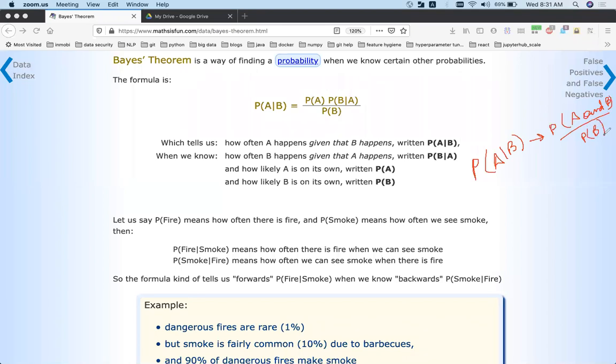What they are trying to explain is, can I write this P of A and B as P of A multiplied by P of B given A? Can I write this? B given A.